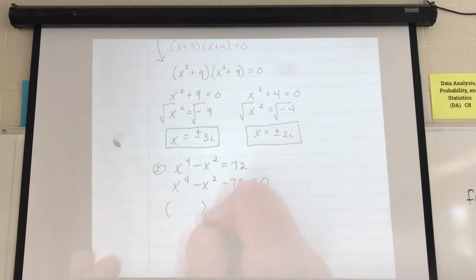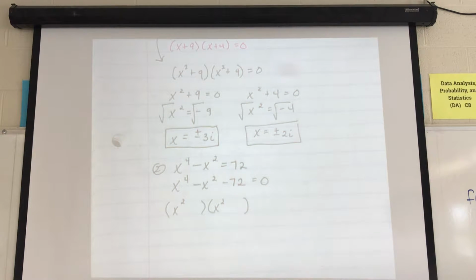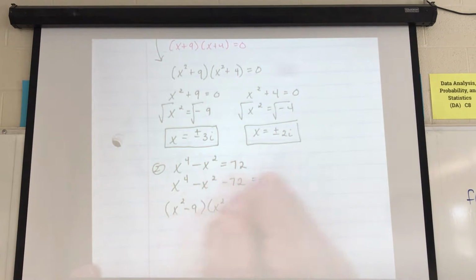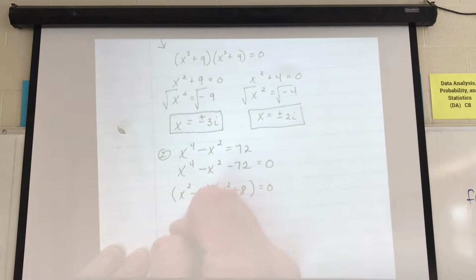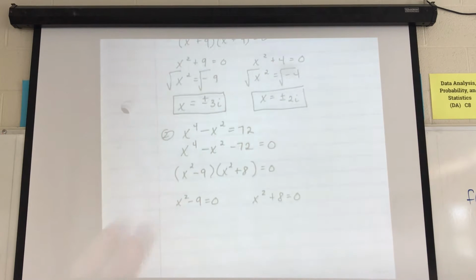When I write my factors, I have to make sure that I write them in terms of x squareds so that I get the x to the 4th I'm looking for. So minus 9 plus 8, and I am factored. This is an equation, so I'm solving. So I'm going to go that one step further. X squared minus 9 equals 0. X squared plus 8 equals 0.